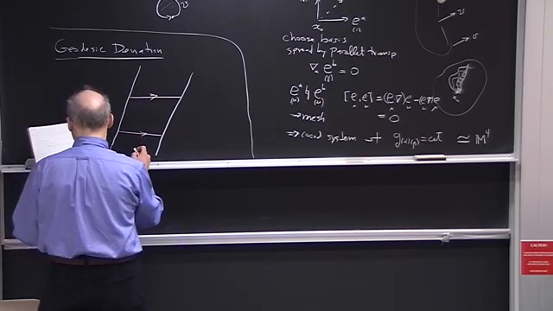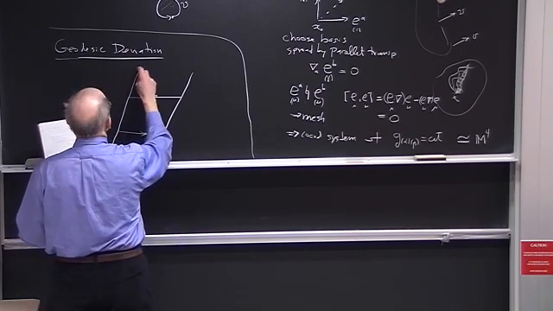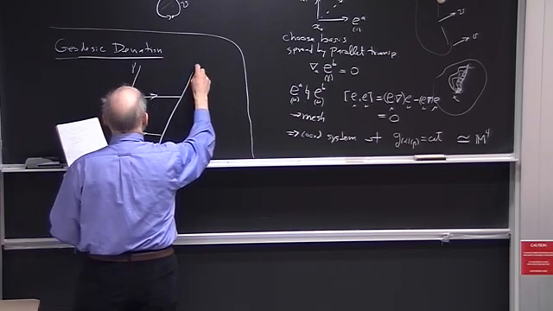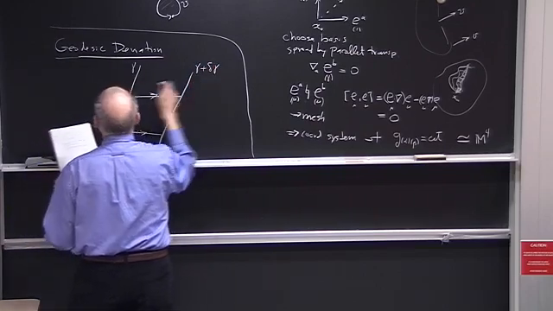So I'll just remind you of the notation we were using. So this was a curve gamma. This one we can call gamma plus delta gamma.